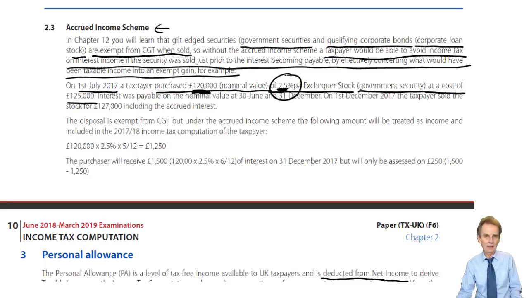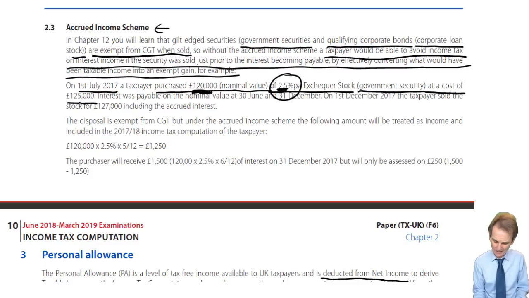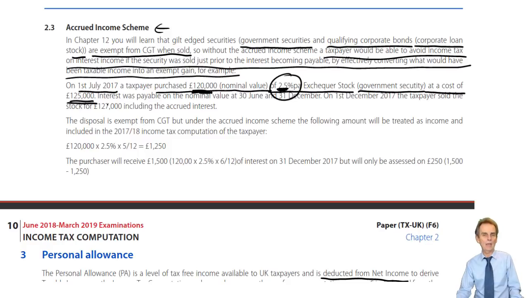If this was a low figure, then people would be willing to pay less than the nominal value of £120,000. So presumably here, if the nominal value is 120 and we're actually buying it for 125, 2.5% represents a healthy interest rate as compared to what was otherwise available, which at this point in time, when I speak in early 2018, is probably about right.